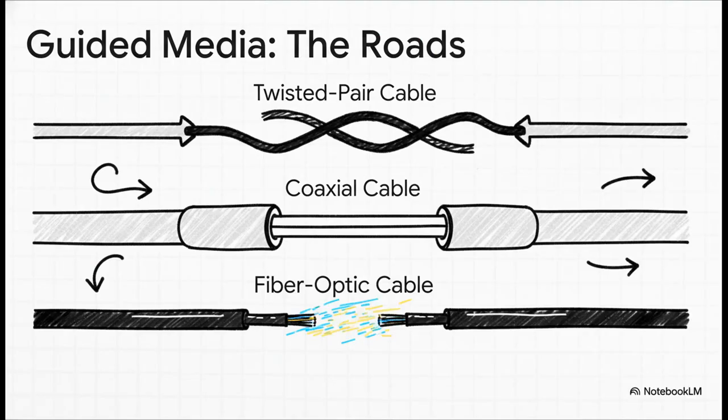These digital roads are probably things you've seen a million times. We're talking about the old school twisted pair telephone lines, the coaxial cable that brings you cable TV, and the real powerhouse, fiber optic cables. These things use light to transmit data, and they're basically the superhighways of the internet backbone.